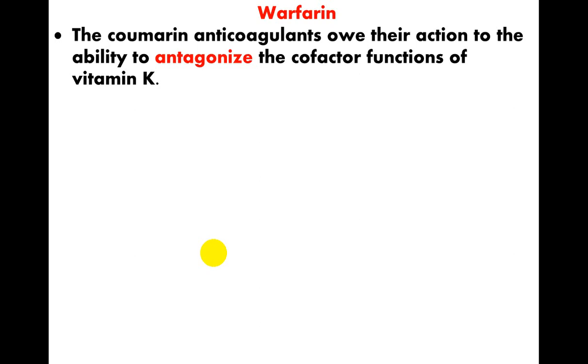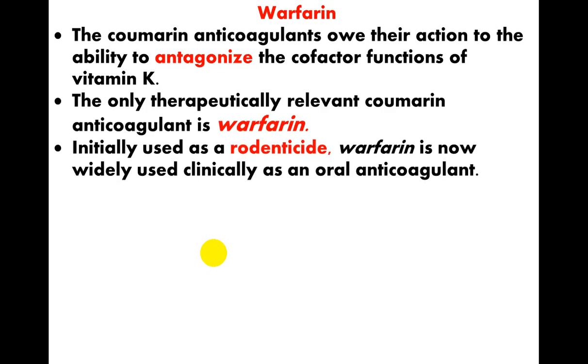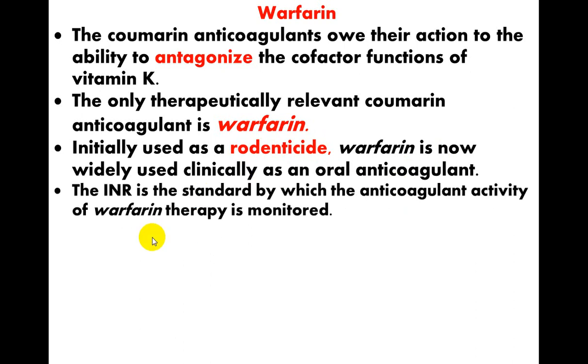So warfarin is an example of the oral anticoagulants, and it's considered one of the coumarin anticoagulants. Initially, when warfarin was discovered, it was used as a rodenticide, يعني ضد القوارض, لقتل القوارض. Rodenticide, قاتل القوارض. Warfarin is now widely used clinically as an oral anticoagulant.